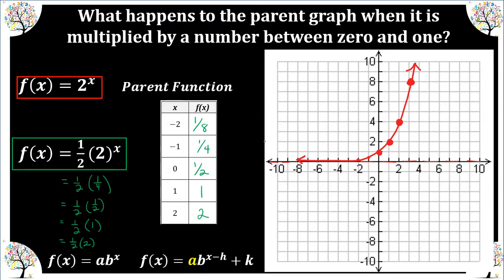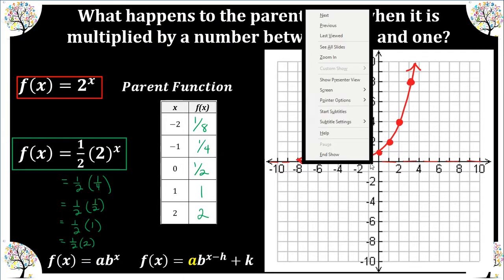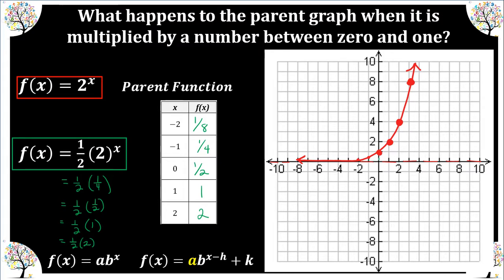So now let's graph these points. So -2, 1/8, kind of hard to plot that. -1, 1/4, 0, 1/2, 1, 1, 2, 2. And here you can see that instead of going up quickly when A was more than 1, this is being compressed. So we have a compression when A is between 0 and 1. Some folks call it a shrink, a vertical shrink.